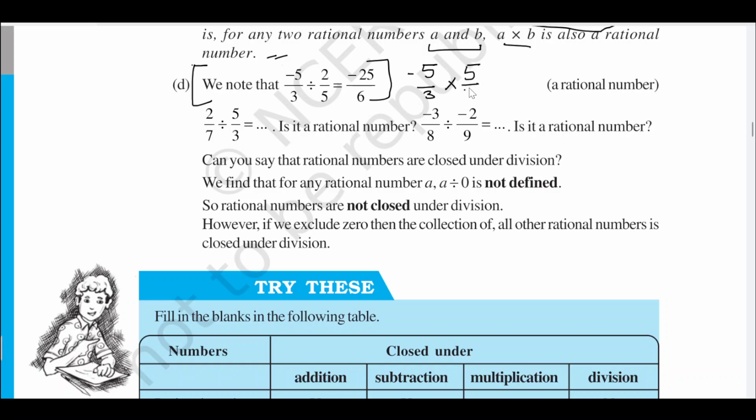The denominator will shift to numerator and numerator to denominator. So we will get minus 25 by 6. So it is also a rational number.